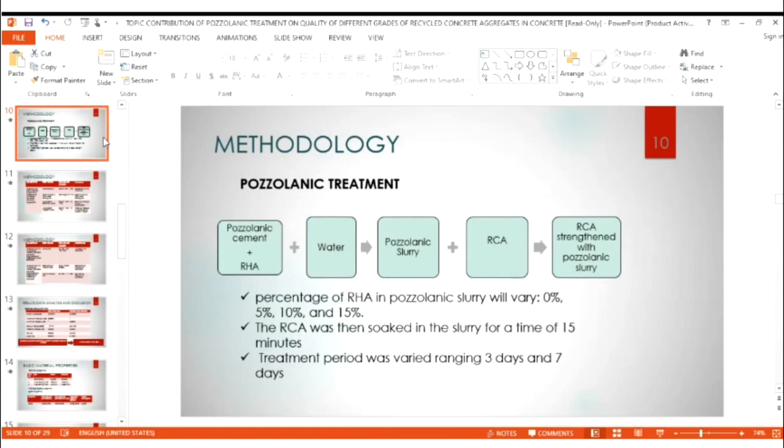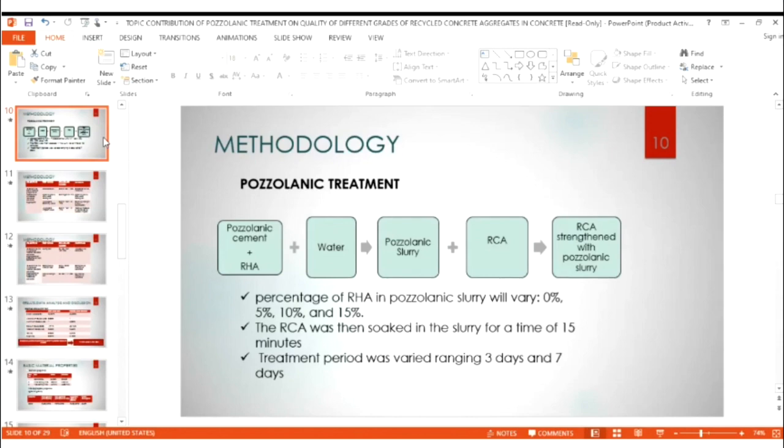And the 3-day treatment, it's like a curing process. Yes, it's like a curing process. It's a treatment period, but it's also like a curing process because you have to sprinkle. There has to be the presence of moisture for the reaction. Some reaction takes place also.